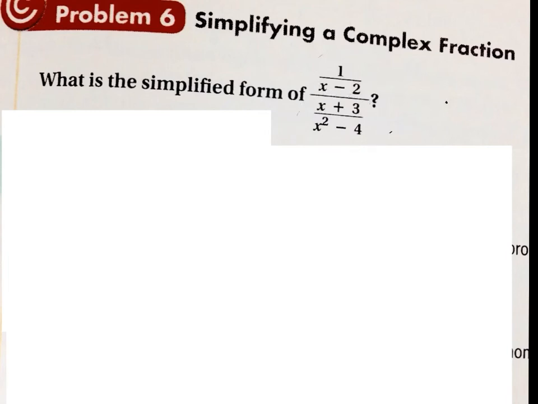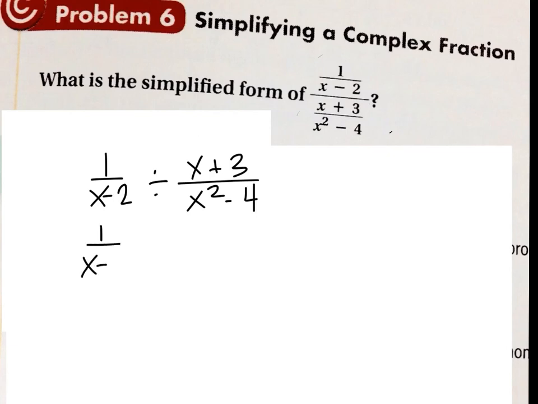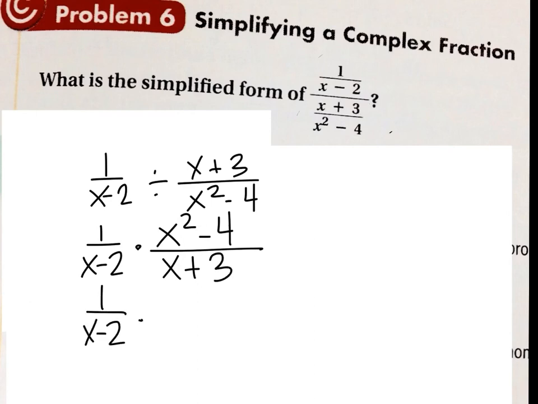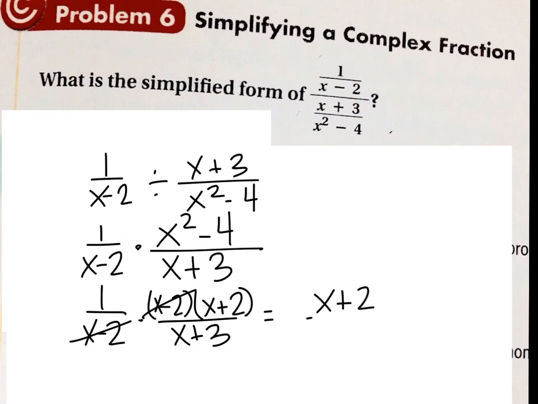Let's rewrite it. So we're going to take the top, 1 over x minus 2, divided by the bottom, x plus 3 over x squared minus 4. Now keep change flip, times x squared minus 4 over x plus 3. And now factor anything you can. So 1 over x minus 2 times x squared minus 4, which is a difference of squares, so it's going to be x minus 2, x plus 2. The x minus 2's cancel and you're left with x plus 2 over x plus 3. See, it was not that bad.